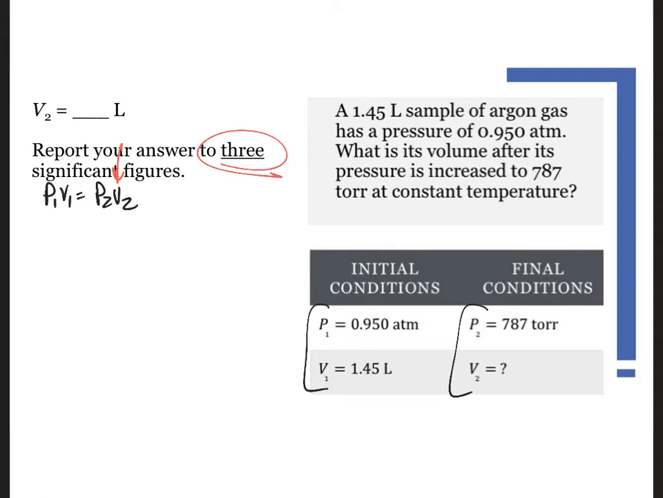All right, so let's plug in what we have. We need everything to be in the same units. So ATM, 787 torr, 760 torr gives us 1 ATM. So that was our value we calculated, 1.0355 ATM.